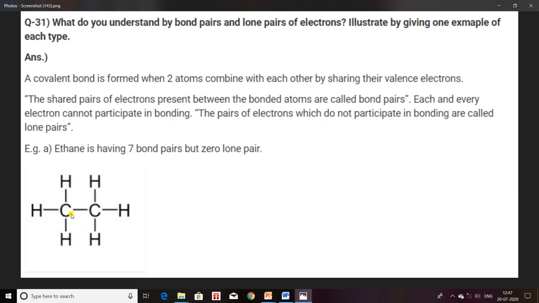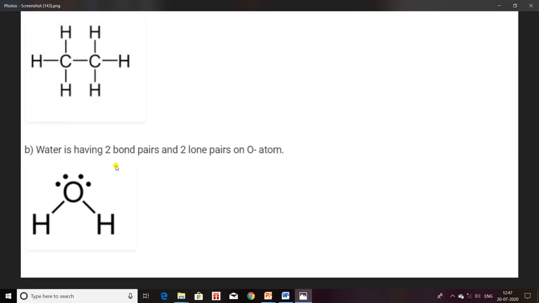For example, ethane, carbon is making bond with carbon, and here there are 6 hydrogen atoms. So 1, 2, 3, 4, 5, 6, 7. 7 bonds are present. That means 7 bond pairs are present. And here you can see that there is no lone pair. There is no electron which is not making any bond. On the other hand, when we take example of water molecule, then here you can see that there are 2 bond pairs and 2 lone pairs because these electrons are not making any bond. So they are lone pairs.